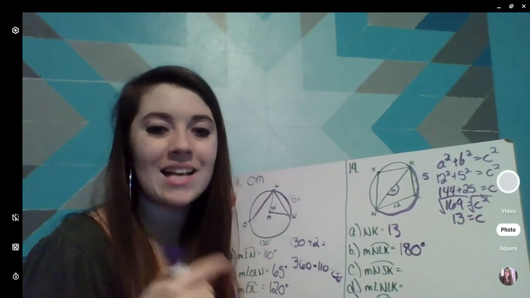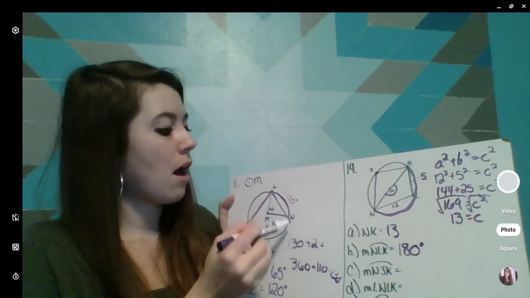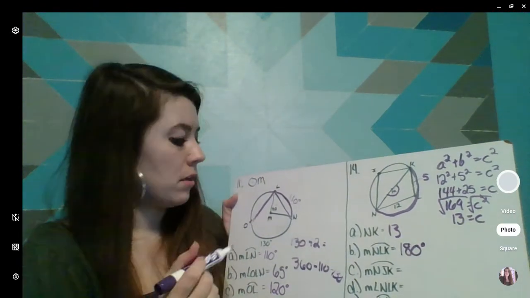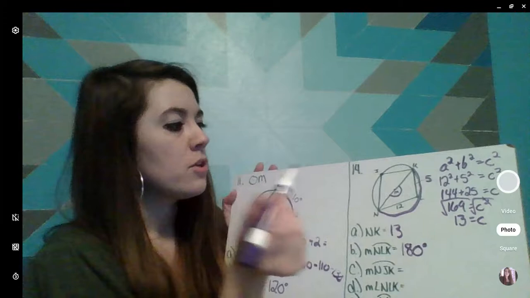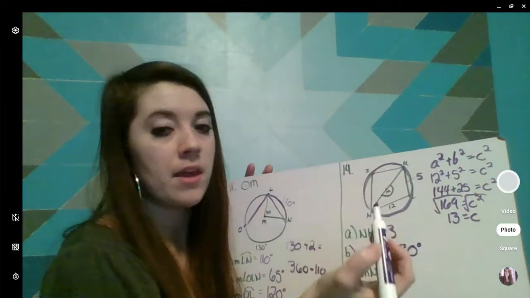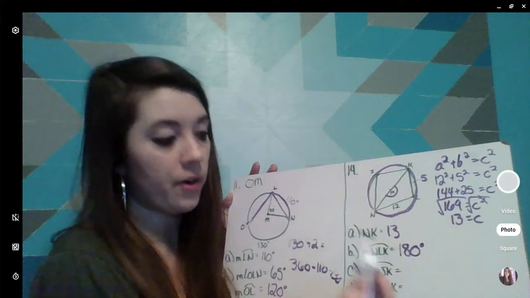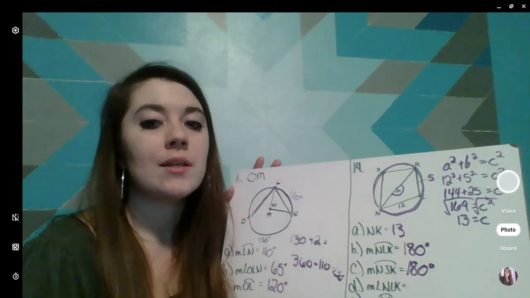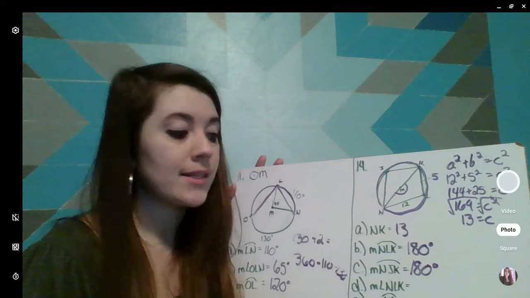So a minor arc is less than 180 degrees, just like our LN over here and our OL. Those were minor arcs. Okay? So for this one, once again, if we think about it, we have the other side of the circle, so we have the other hemisphere. So this one's also going to be 180 degrees, since it, once again, is the endpoints of our diameter.